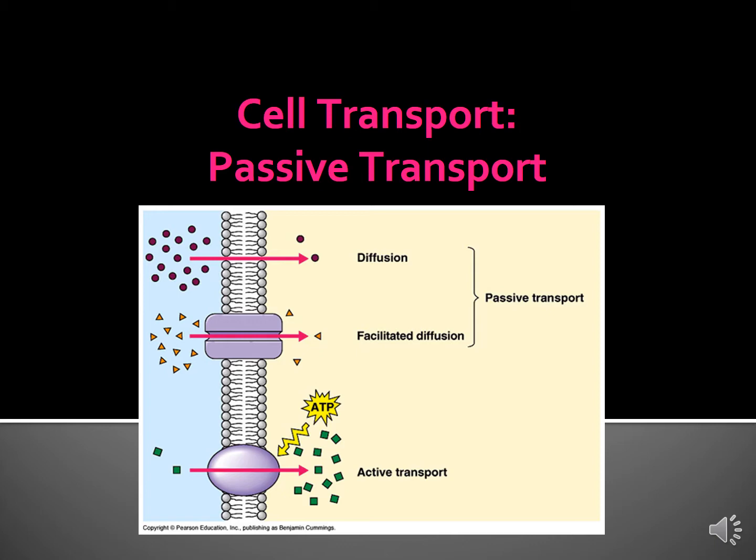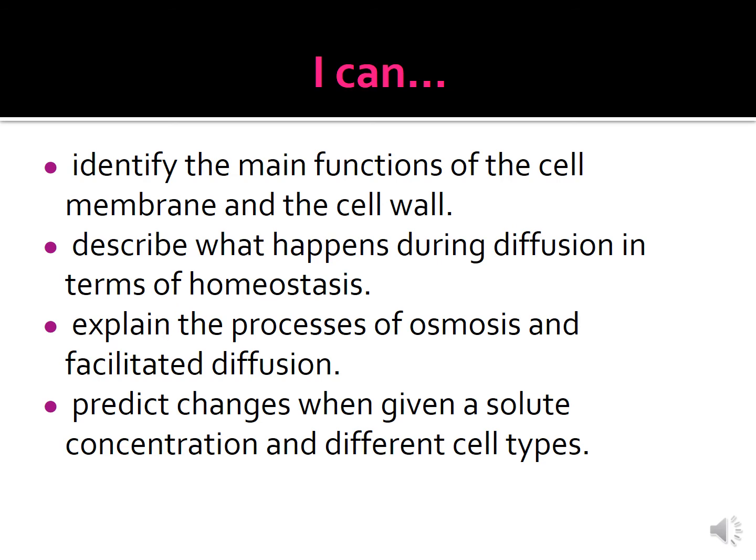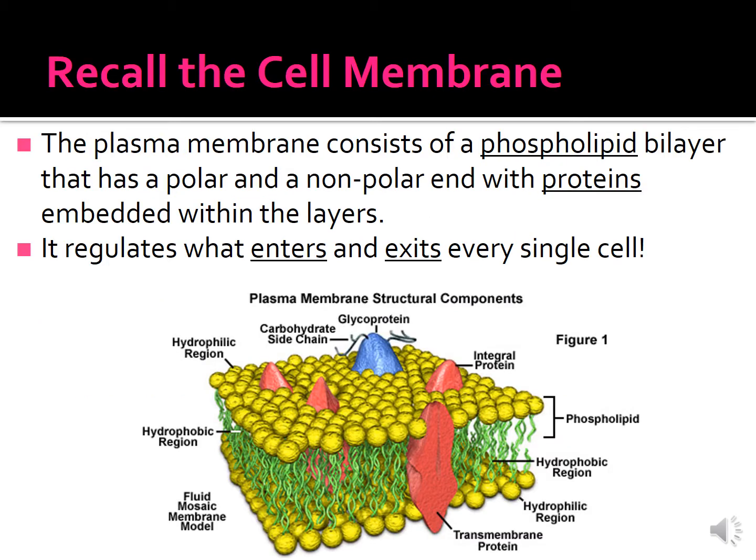So we're going to be talking about cell transport and passive transport. First, we're going to recall the cell membrane. Our I can statement. So recalling the cell membrane. Just as a reminder, let's go back. Remember I told you the cell membrane can also be called the plasma membrane.